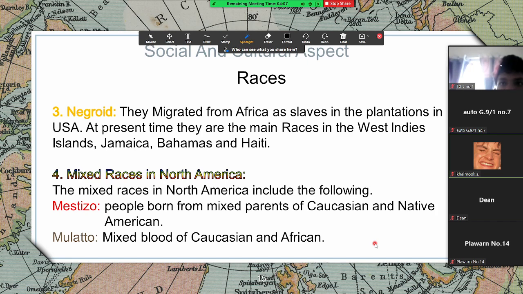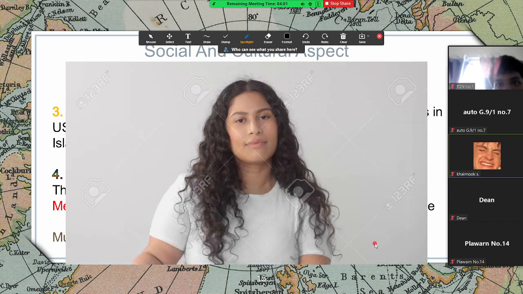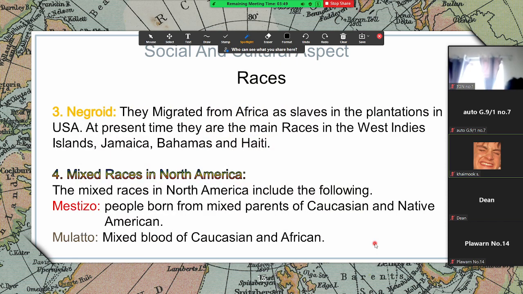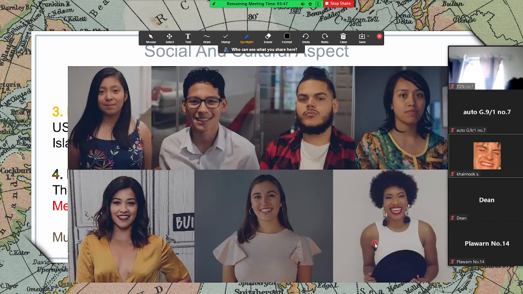This is an example of a mestizo, or a mestiza. Mestiza is the female counterpart of mestizo. Nowadays, we have different races in North America. We have Asians, and we have African Americans.